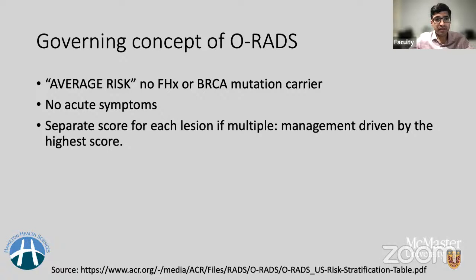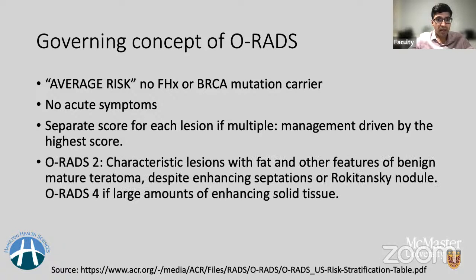If you see multiple lesions, you have to give a separate score for each lesion, but the management is driven by the highest score. For example, if a woman has a right adnexal dermoid cyst, which is a typical O-RADS 2 score, but there is a multilocular cyst with smooth enhancing septations in the left adnexa, which is O-RADS 3, the management is driven by the O-RADS 3 in that patient.